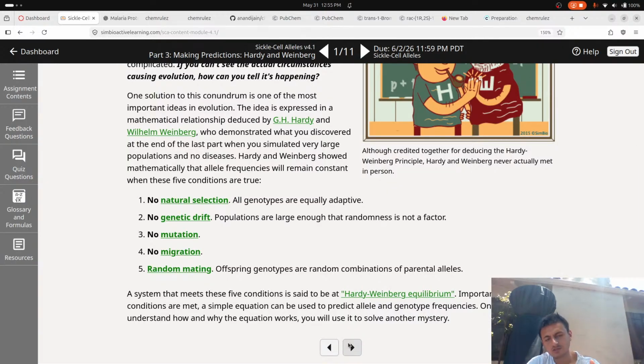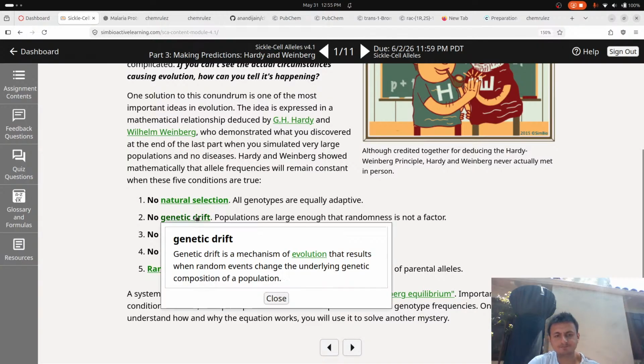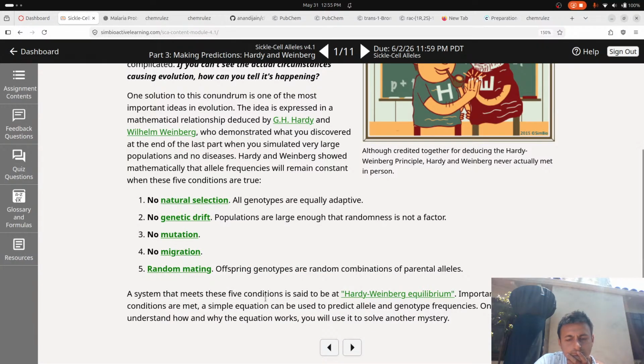No natural selection. No genetic drift. No mutation. No migration. And random mating.